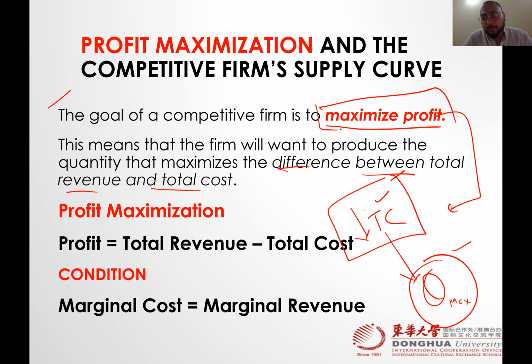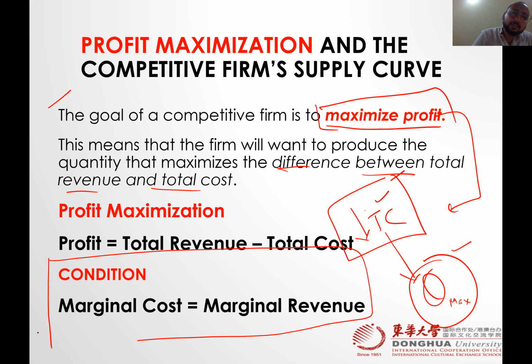So here we go. The economists, they give us the condition, right? Either you can have a table, you can find out where is my biggest profit, we need to produce that quantity. Or in order to avoid that lengthy procedure, the economists give you the condition. You have to produce where MC is equal to MR.